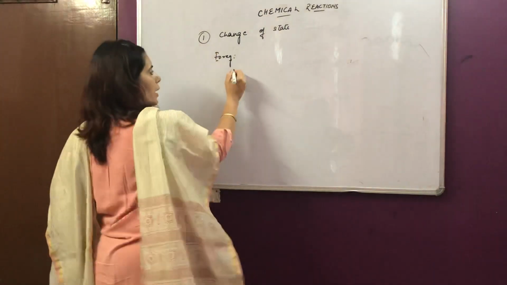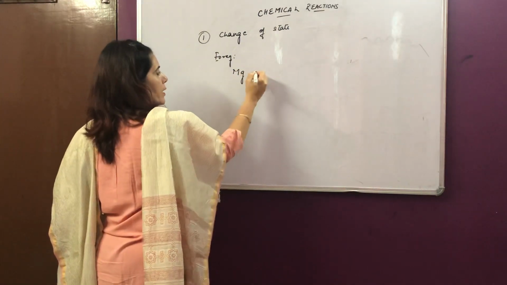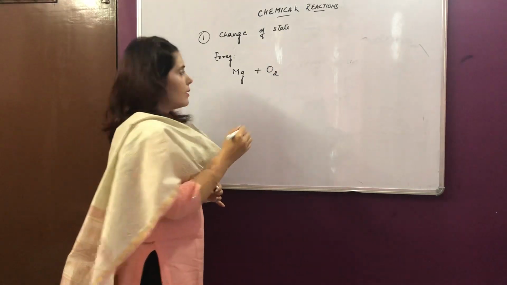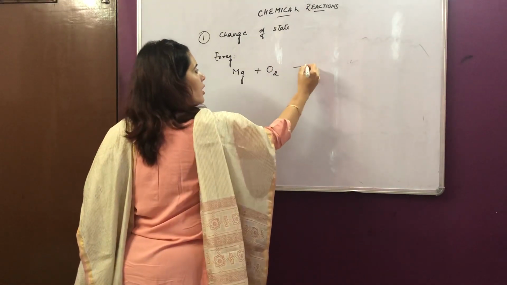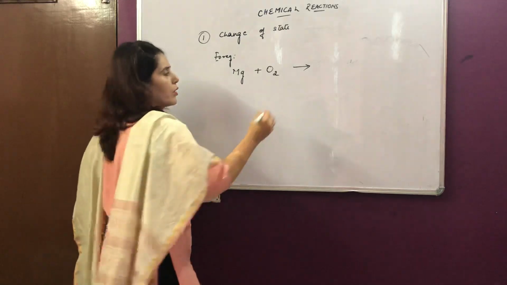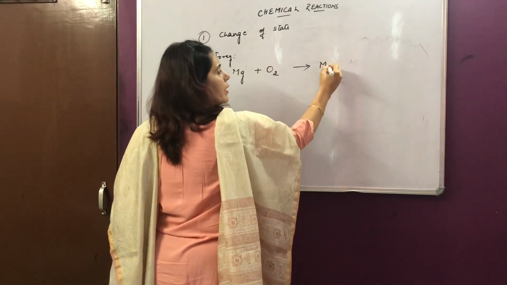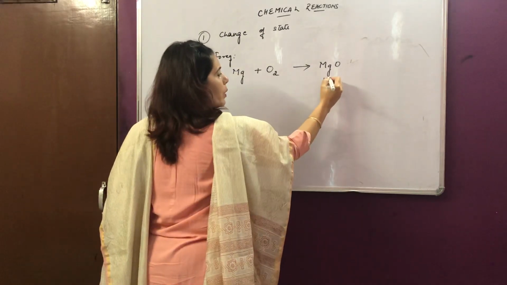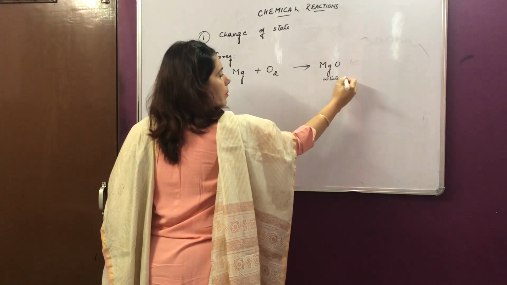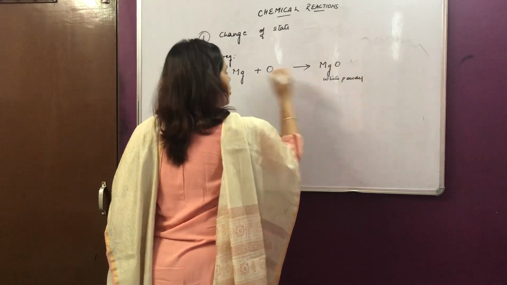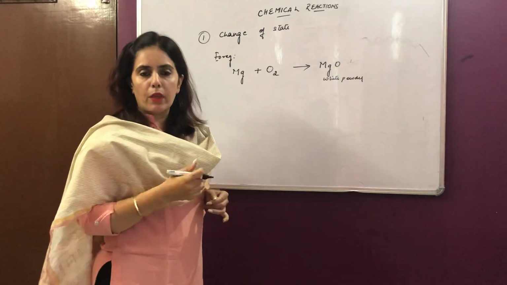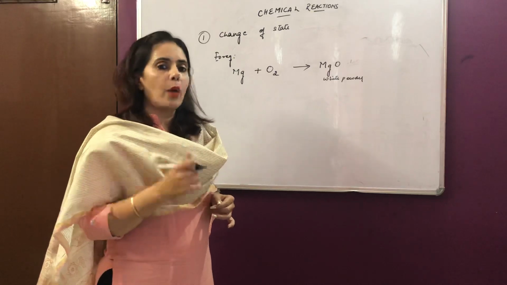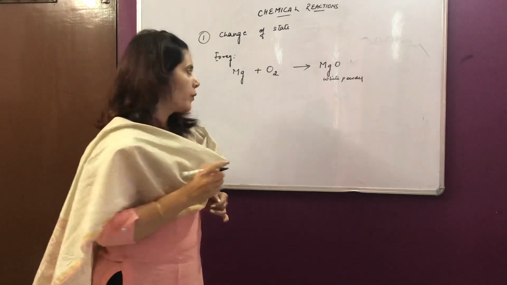Whenever any kind of burning is taking place, it takes place in the presence of oxygen, isn't it? So whenever magnesium is going to react with oxygen, it is going to form MgO. And MgO is a white powder. Remember, magnesium was a silverish grey ribbon. When it burned, it gave a dazzling white flame and a white powder of MgO.